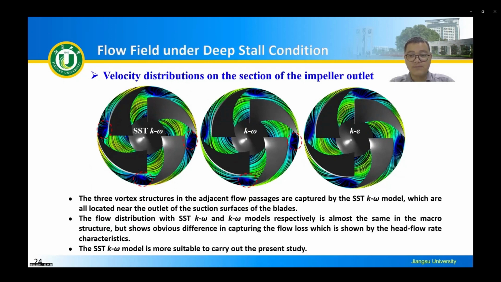We found that the three vortex structures in the adjacent flow passages are captured by the SST k-omega model, which are all located near the outlet of the suction surface of the blades. So the SST k-omega model is most suitable to carry out the further study.